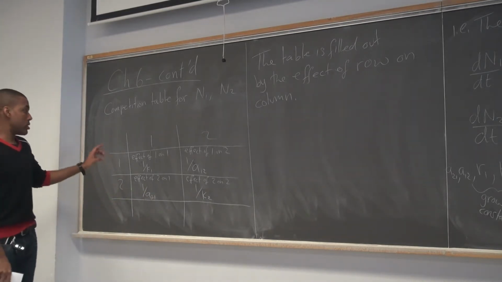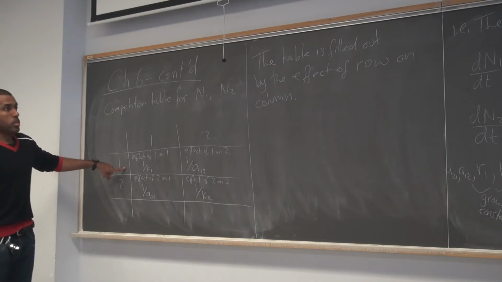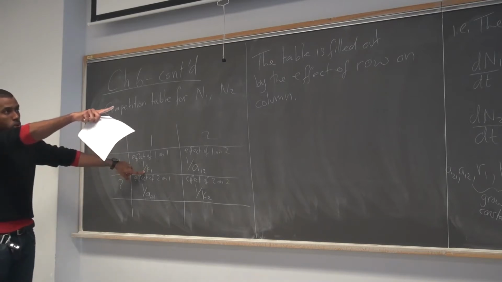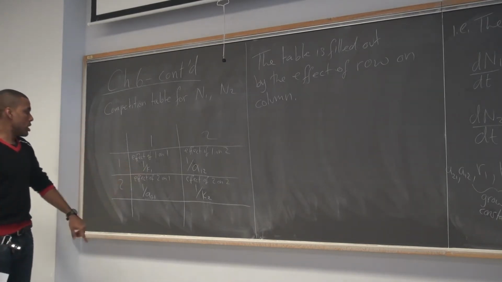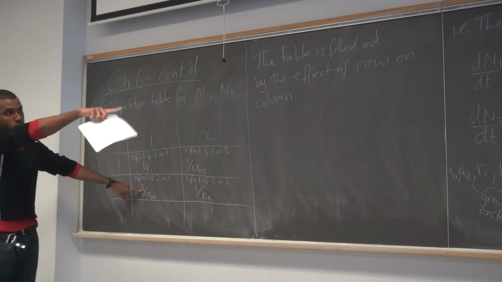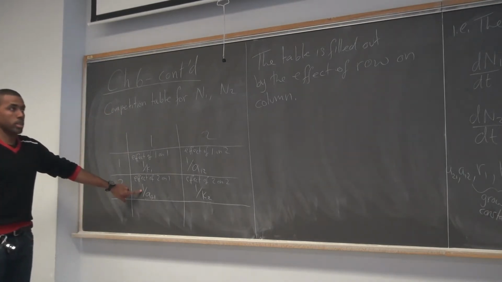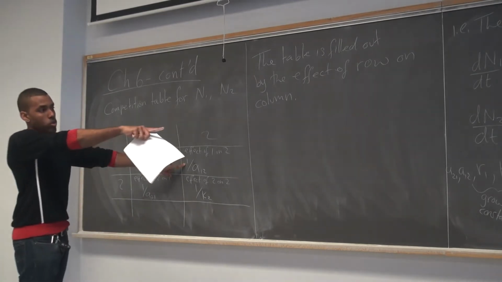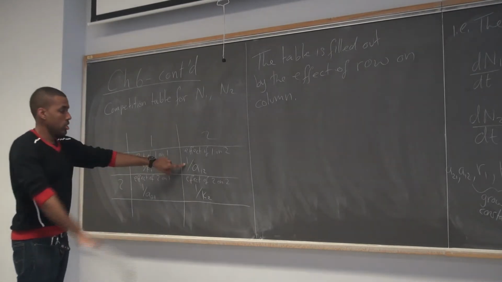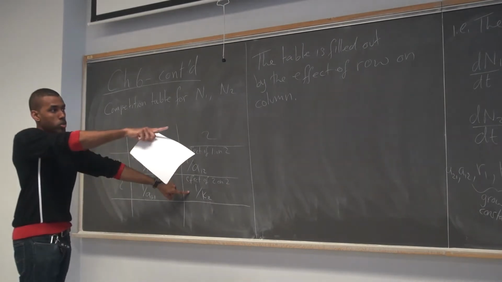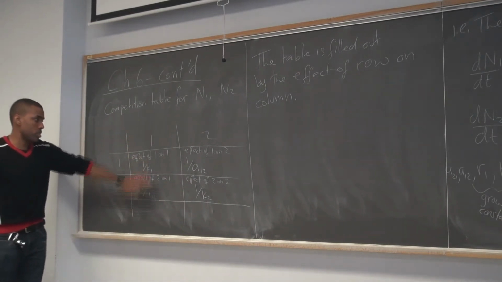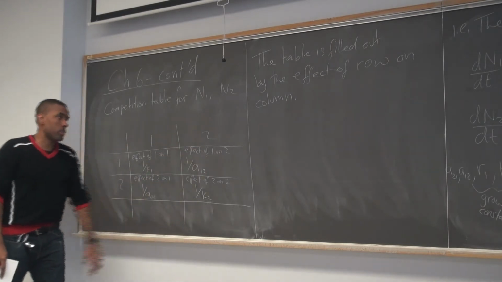So if you look at that differential equation, how is 1 affecting itself? By 1 over K1. You can see that's the N1 factor in the first equation. How is 2 affecting 1? That's the N2 factor in the first equation. That's what you put here. 1's effect on 2, you look at the N1 factor in the second equation, and this is the N2 factor in the second equation. Right? So this is how the first equation is being affected, how the second equation is being affected.